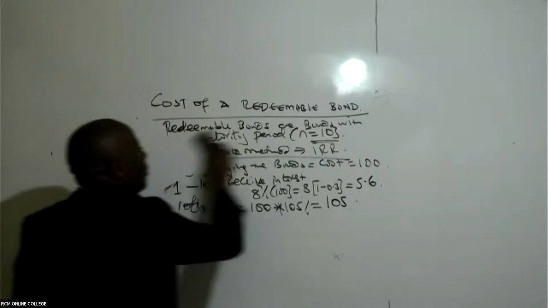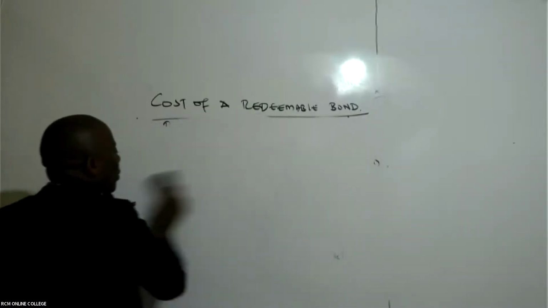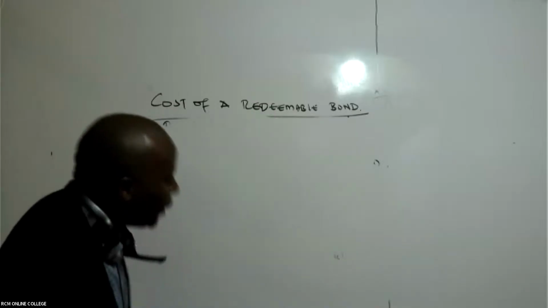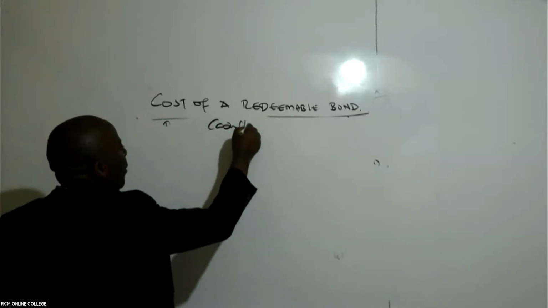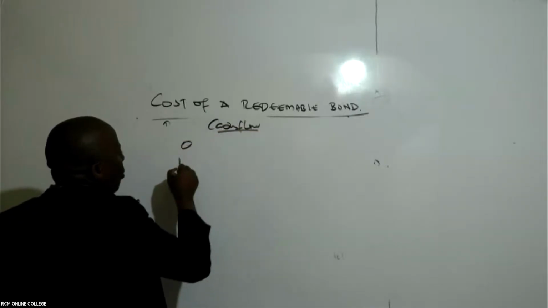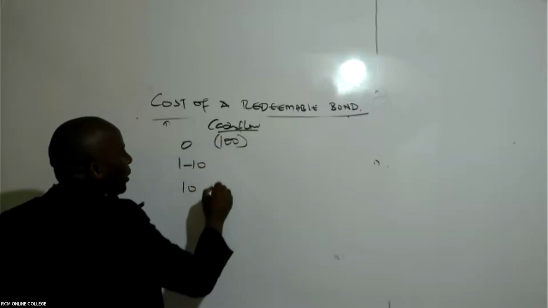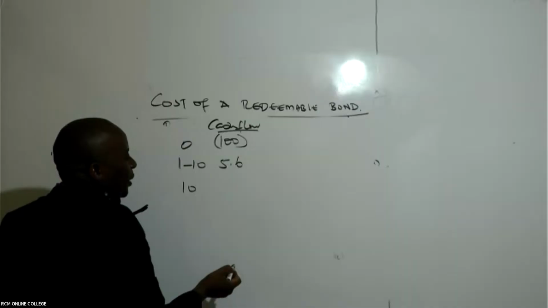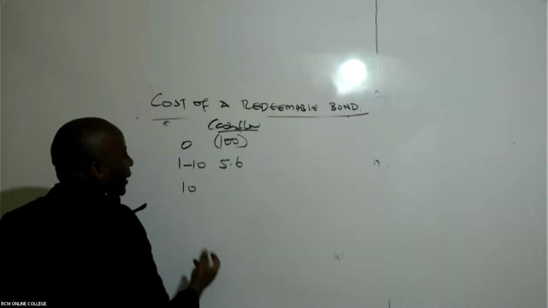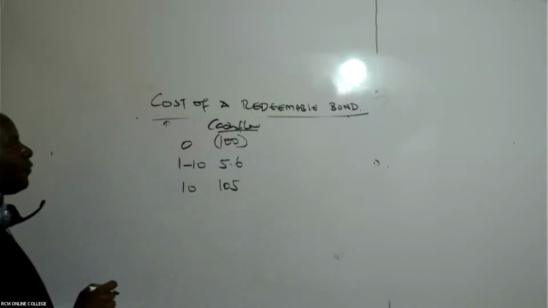Great. So allow me to do a cash flow statement. This is how the cash flow will look. We have 0, 1 to 10, and then we have 10 here. At 0, I'm buying the bond. From 1 to 10, I can see myself getting 5.6. It's an inflow. And then at 10, I can see myself getting the redemption value of 105.